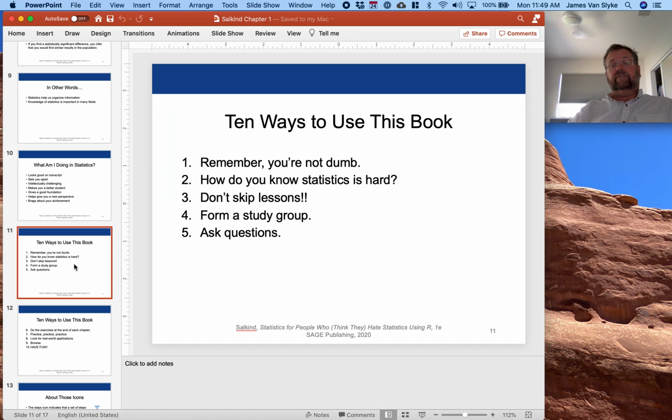Make sure you form a study group. Find some friends, even if just one other friend. Set up some Zoom or Google Hangouts, whatever you want to do. Hang out and you can do homework together. You can work on some of these problems together, help each other out, test things with each other. It's going to be very helpful in terms of furthering your knowledge with statistics.